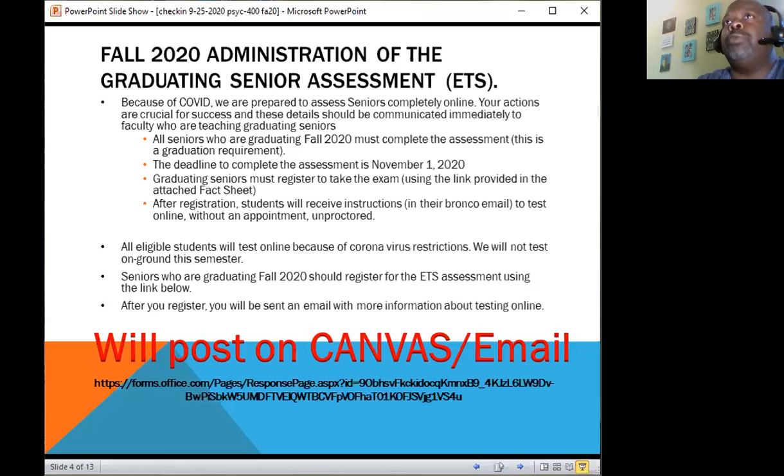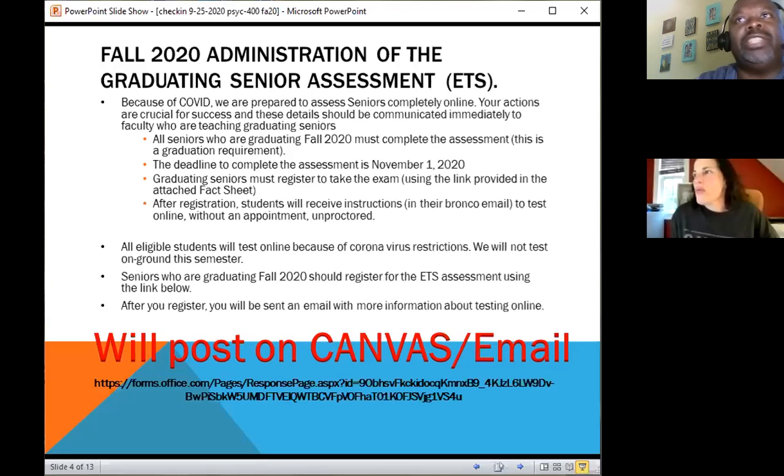Because of COVID, we're prepared to assess seniors completely online this semester. Your actions are crucial for success. That's why they send it out to all the classes and instructors who teach senior classes, which this is. So all seniors who are graduating fall 2020 must complete the assessment, and this is a graduation requirement. The deadline is going to be November the 1st. Graduating seniors must first take the exam by using the link provided in the attached fact sheet, and I'll have that link sent to you as well as placed on your Canvas site.